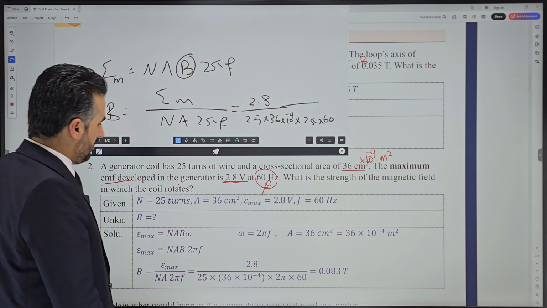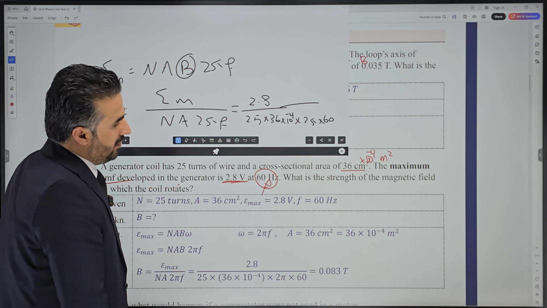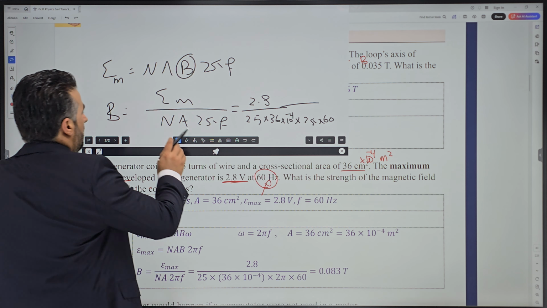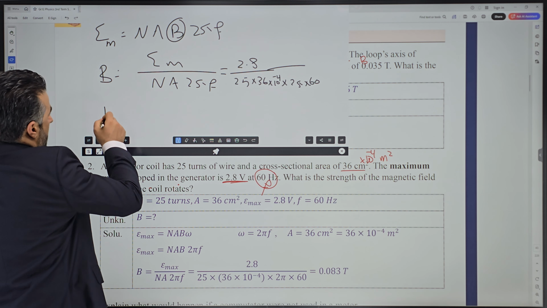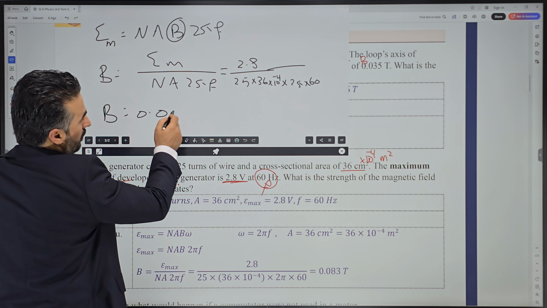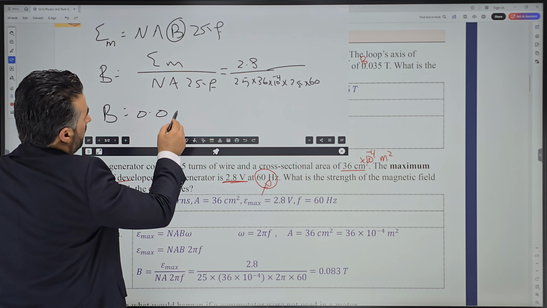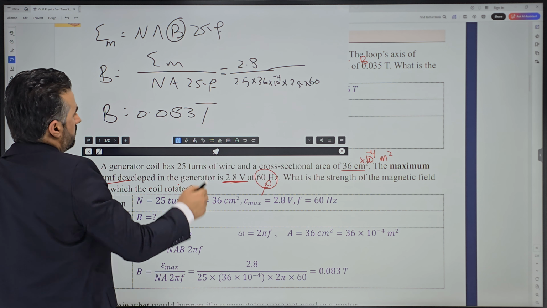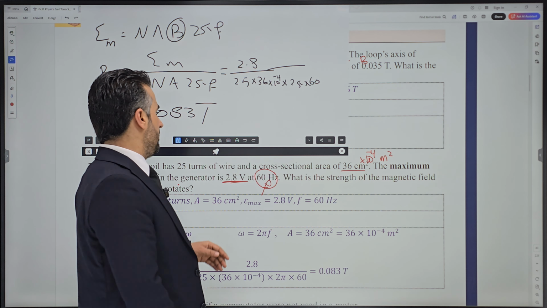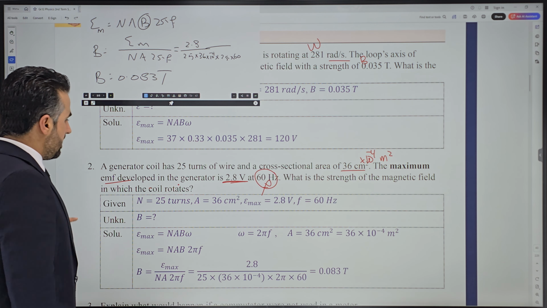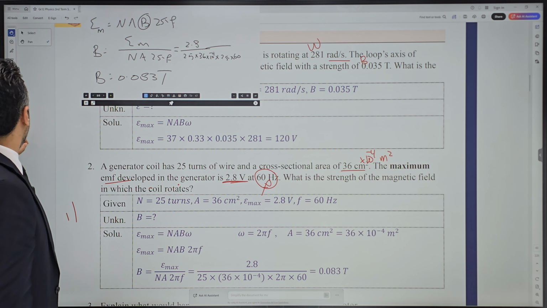You will find the answer, which is going to be 0.083 Tesla. It is 0.083 Tesla because it is a magnetic field, as you can see here.